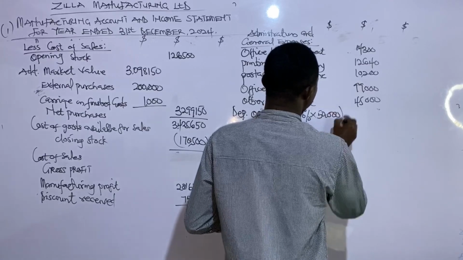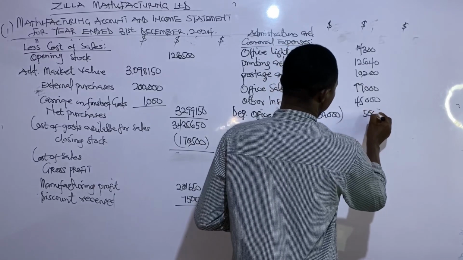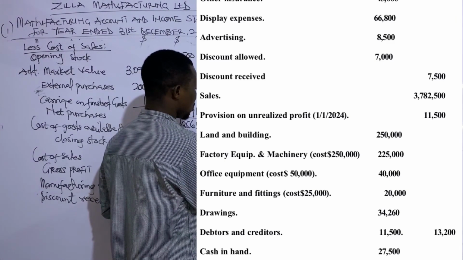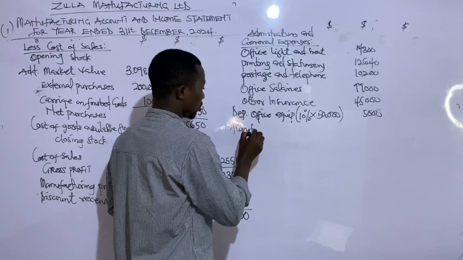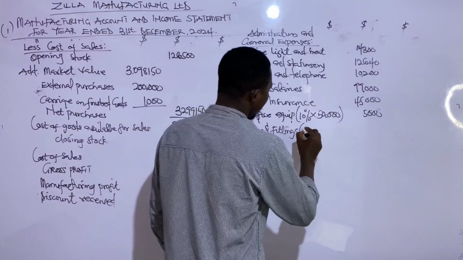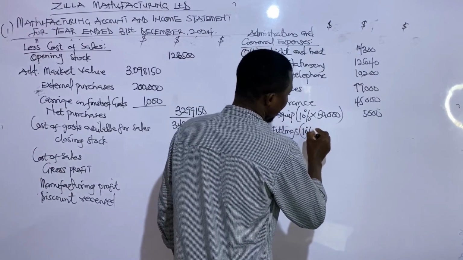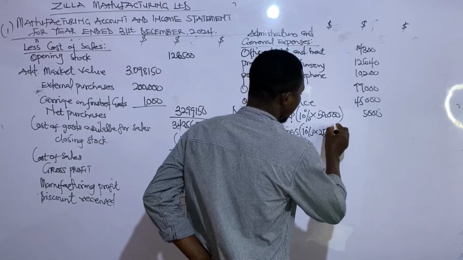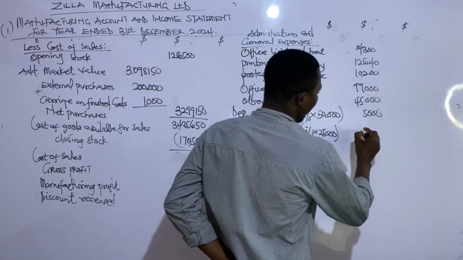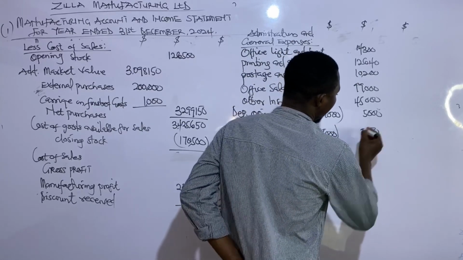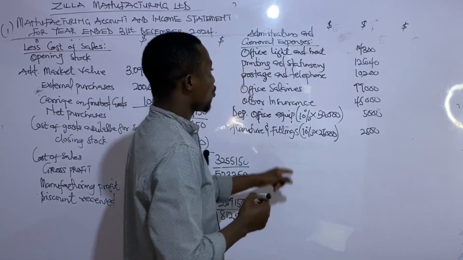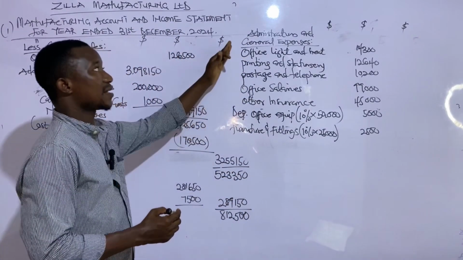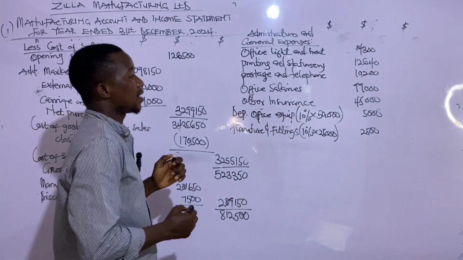So when we depreciate this, we will get 5,000. Good. Then the next is furniture and fittings. The furniture and fittings is also 10%, but this time the cost is 25,000. We are depreciating on cost, and this will give us 2,500. Good. So we are done with all expenses that fall under administration and general expenses.